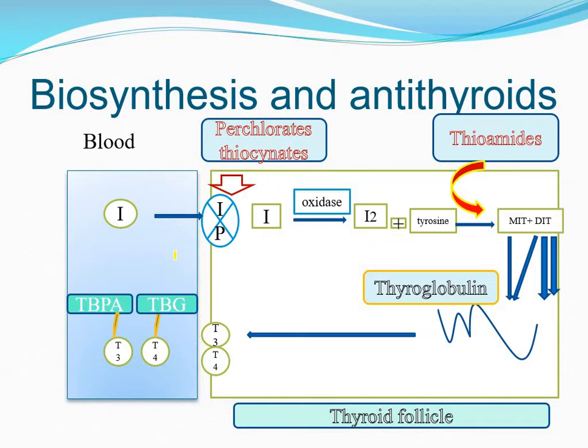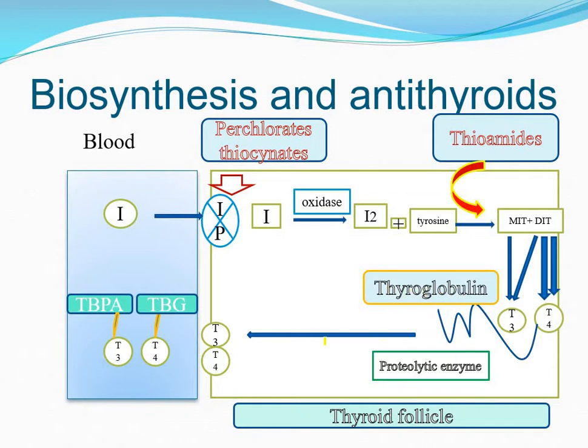monoiodotyrosine or diiodotyrosine. And two molecules of diiodotyrosine condense to form T4, and one of these, carrying two iodine molecules, with one iodine molecule, will synthesize T3. Thus T3 and T4 are synthesized, and they are then stored within the central mass of this thyroid follicle, you see, with the thyroglobulin.